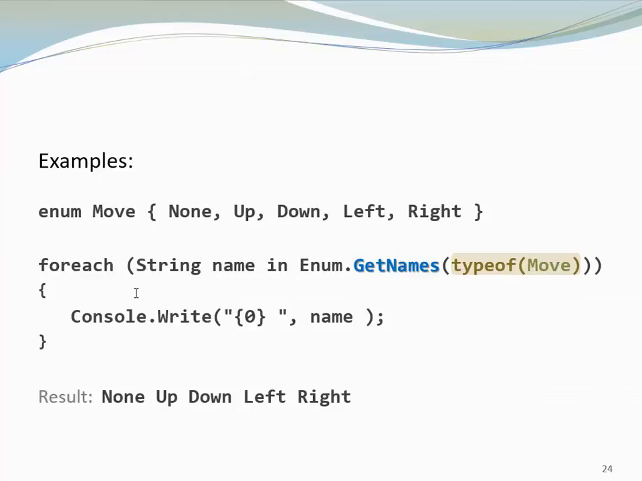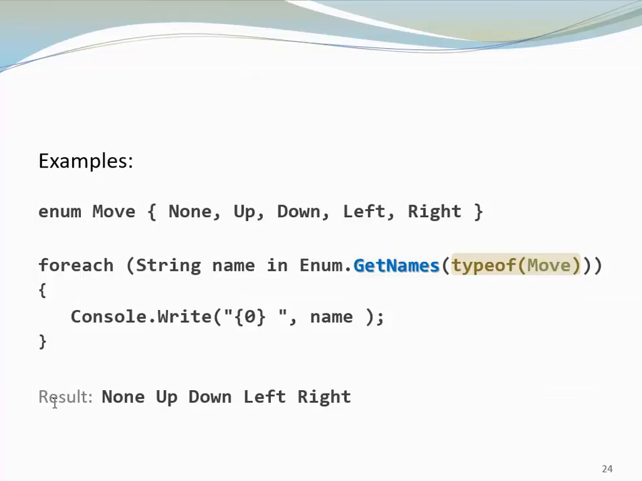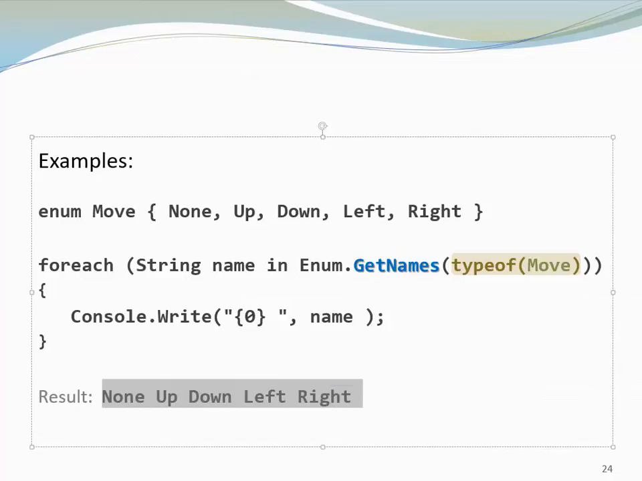So I have to say typeof move. That gives me the type of my enum move. And that's what I pass as an argument to my getNames method. Also notice that I call getNames directly on the type because it is a static method. Let's have a quick look at the results. I can see all my different names are printed.